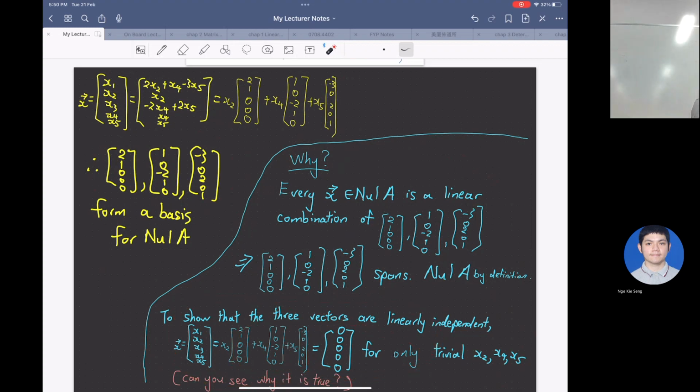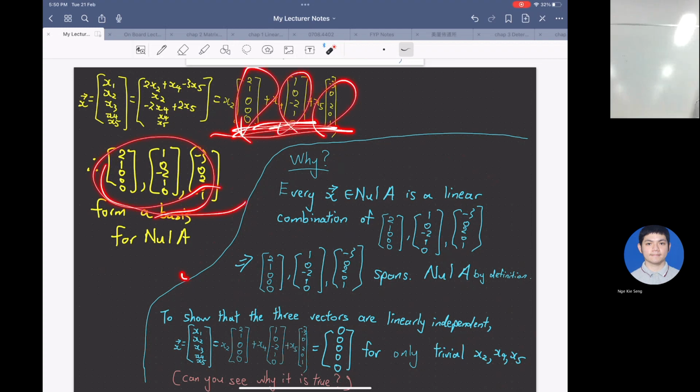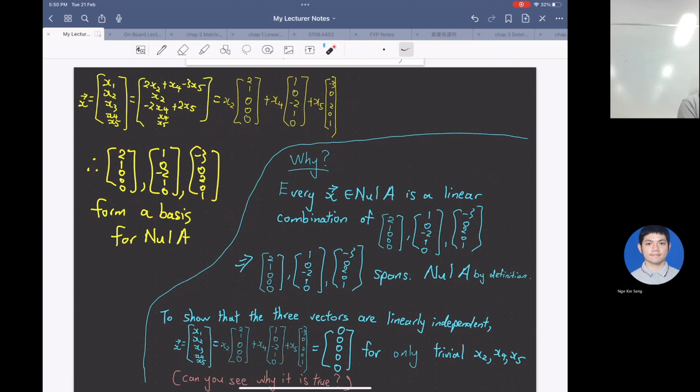My argument is, first of all, you don't need to write this inside your exam, at least for tomorrow's quiz. You just need to do up to here, get this vector out, and say that these three vectors are a basis. To see why it is a basis, let's look at the linear independence property. He claimed that this method is not general, but my claim is it is general. Why do I know it's general?